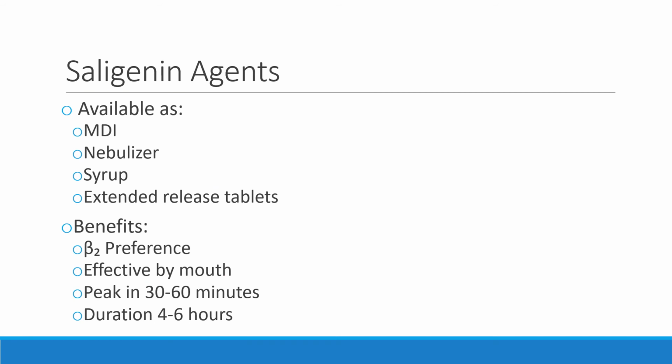Selective agents, these are also a modified catecholamine. They are available as MDIs, nebulizers, syrups, extended release tablets. So it sounds a lot like albuterol here, and that's what I'm talking about. Albuterol would be a selective agent. The benefit here is their beta-2 preference, right? They are specific to those beta-2 sites. They can be effective PO by mouth, they will peak in about 30 to 60 minutes, and they'll last for about 4 to 6 hours. And they're specific. Like I said, with these beta-2 specific ones, they're going to have a lot less cardiovascular side effects.